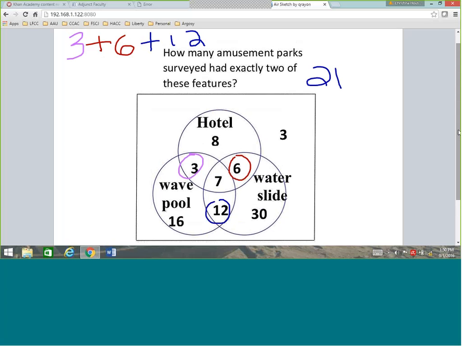as my answer. Okay, so exactly 2, meaning hotel and wave pool, not water slide. Hotel and water slide, not wave pool. Wave pool and water slide, not hotel. So you take those numbers and add them up. You can see how really, really difficult it would be to answer this question without the Venn diagram. If you just looked at the list of given information in the problem, you would have a really hard time coming up with an answer, because these numbers 3, 6, and 12 are not in your list of given information. We found those by looking at the Venn diagram.